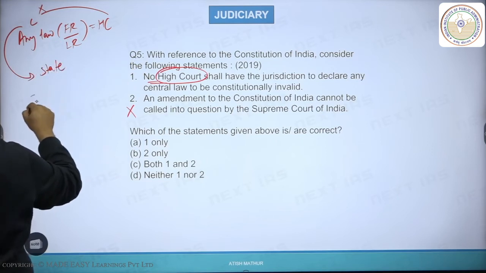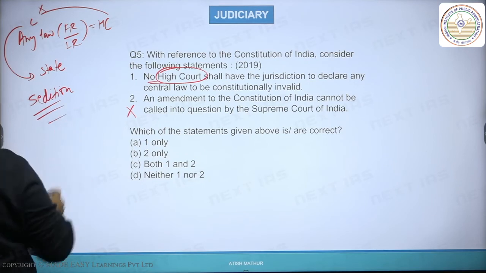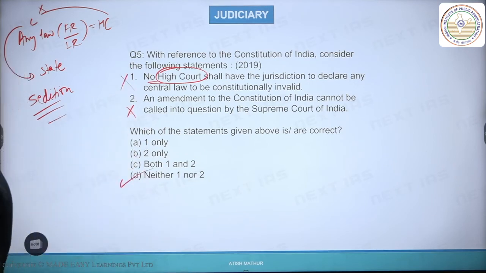ये हमने सेडिशन में भी देखा था, ये हमने होमोसेक्सुअलिटी के नाज़ फाउंडेशन केस में भी देखा था. तो ये गलत है. Both the options are wrong. The answer should be D.